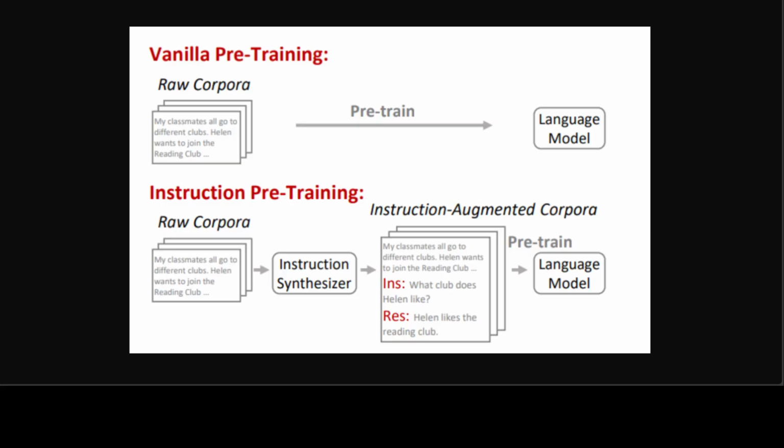But what happens in instruction pre-training is that we get a raw corpora or raw data, we convert that or synthesize that into instruction and response, as you can see in this diagram, and then we train or pre-train the model on it. If you really look at it, what is happening here is that we are primarily combining fine-tuning and training in one go. I know that fine-tuning is a different concept where we take a base model and then we fine-tune it on the basis of our own data.